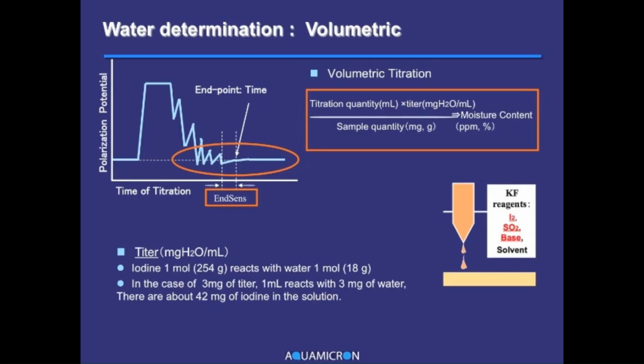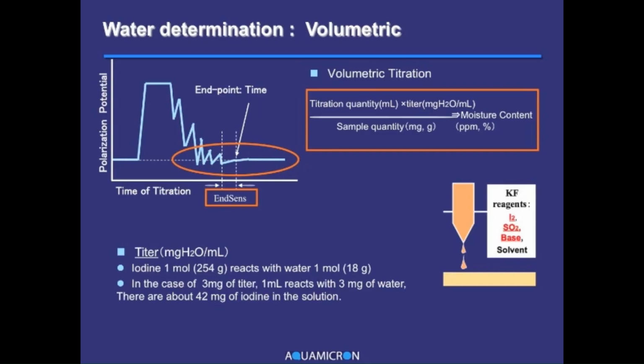The unit of the potency is milligrams water, H2O, per milliliter, and the potency means how much water there is when 1 milliliter of this Karl Fischer reagent is consumed in the Karl Fischer reaction. It means, in other words, the weight of existing water in the milligram unit titrated by 1 milliliter of the reagent. I would like to explain potency more specifically in the case where the reagent potency is 3.